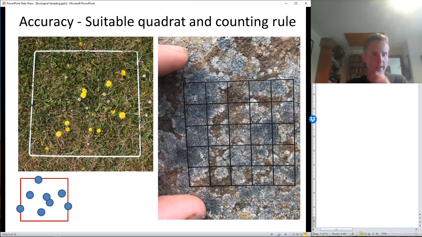You can also measure percentage cover. So this is lichen growing on a rock. Those are my fingers. That's my dirty fingernail.